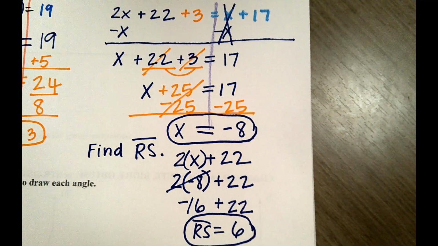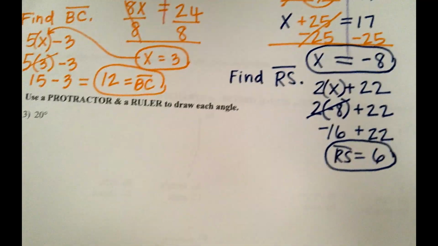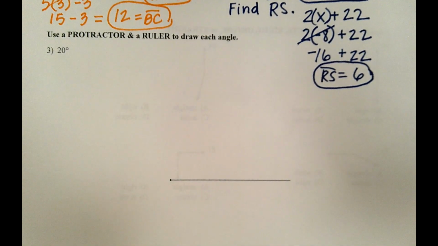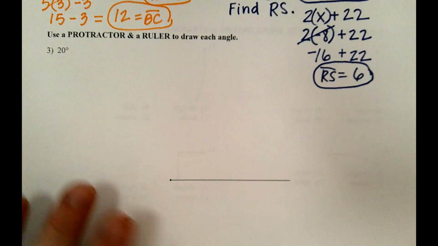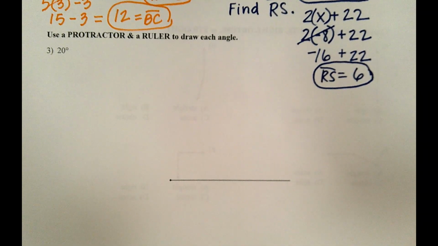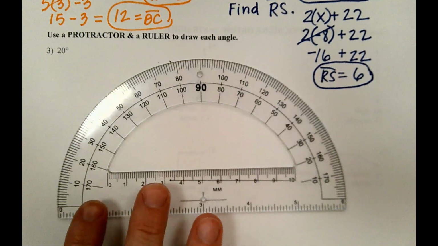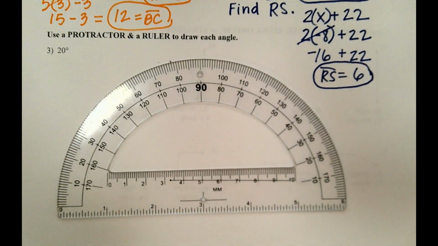Okay. Let's look at number 3. For number 3, it says use a protractor and a ruler to draw each angle. On your quiz, I'm not going to have you draw an angle necessarily, but this is a good way to practice making sure we know how to read a protractor. First of all, you need one of these, a protractor. Make sure you have one.